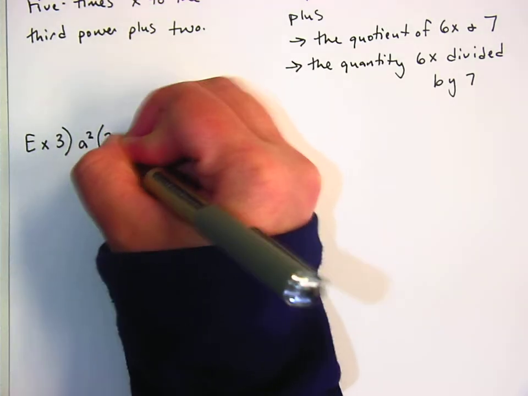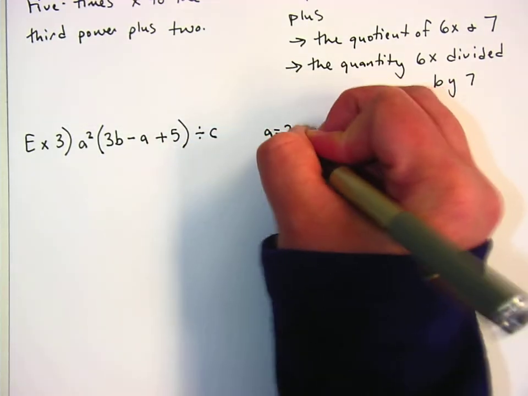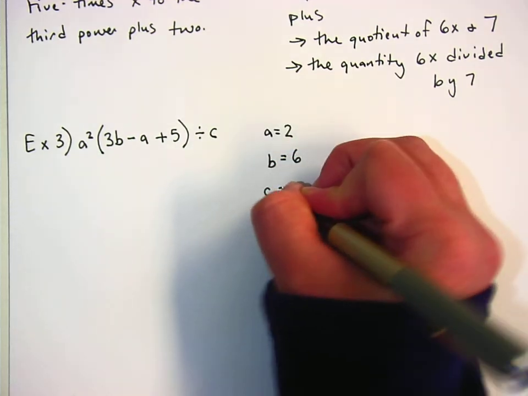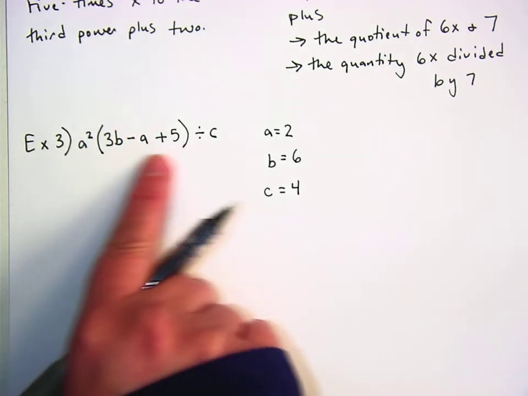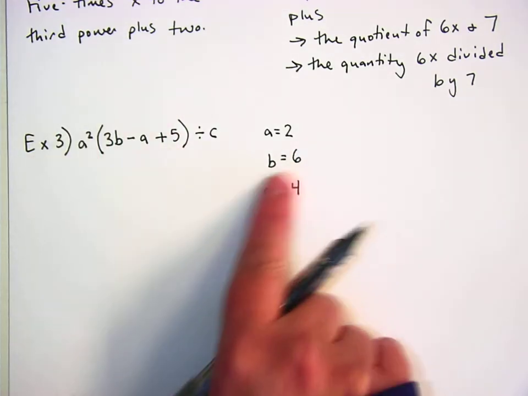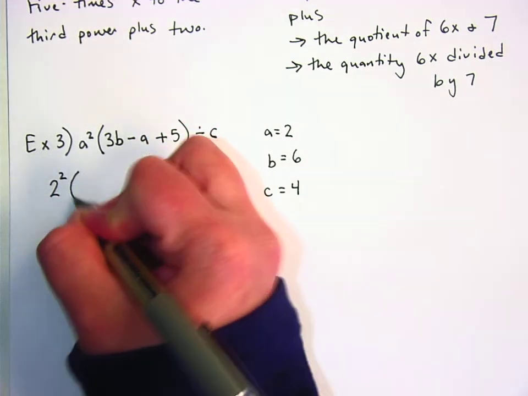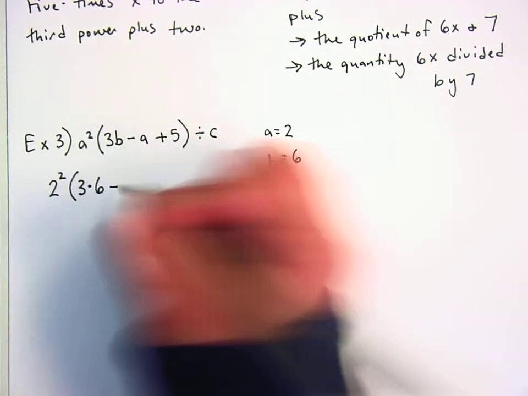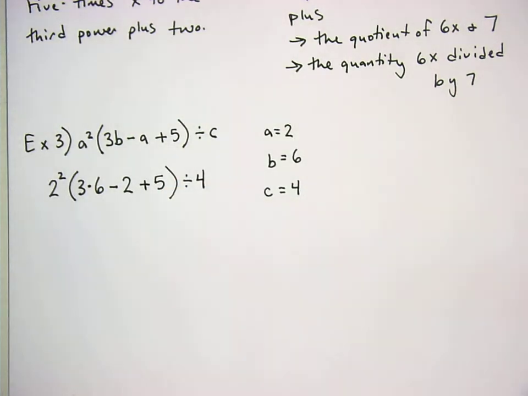Example 3 is a squared times parentheses 3b minus a, plus 5, divided by c, where a is 2, b is 6, and c is 4. The idea behind this is that a is going to be 2 every time you see an a over here. B will be 6 every time you see a b, and c will be 4 every time you see a c. So the first thing I'm going to do is fill in these numbers into those spots. 2 squared, 3 times 6, minus 2, plus 5, divided by 4. So I just filled in 2 anytime I saw an a, 6 every time I saw a b, and 4 every time I saw a c.